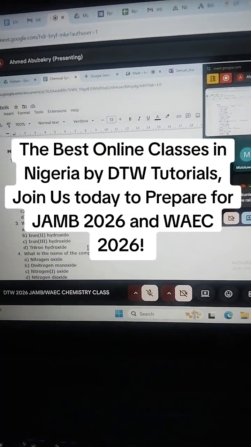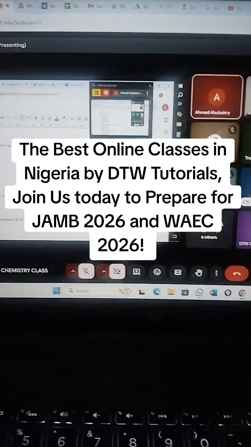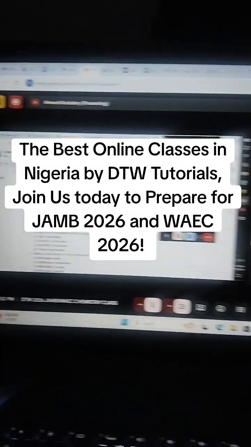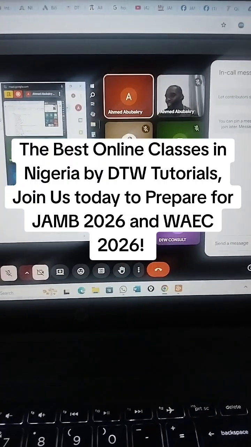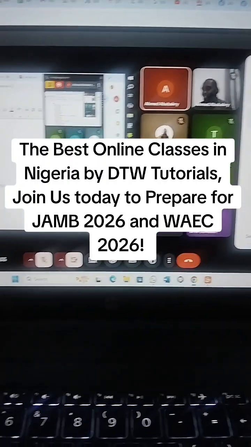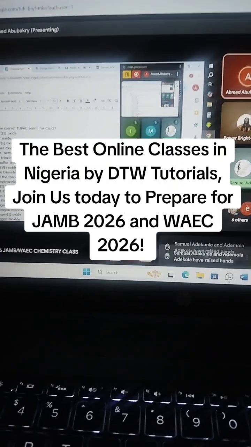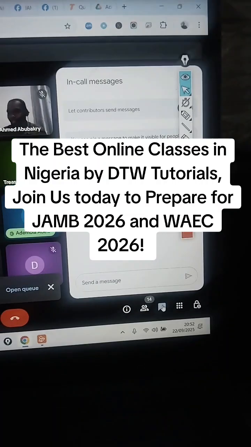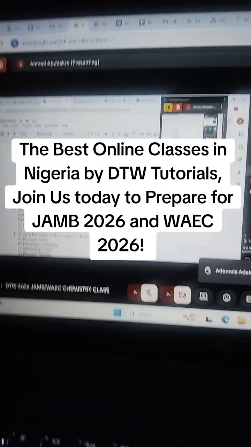Okay, Samuel Adekunle. Go on, Adekunle. Number 3C, iron 3, good. Iron 3 hydroxide. Again, the reverse thing, and when you do the reverse thing, you see that it's iron 3.